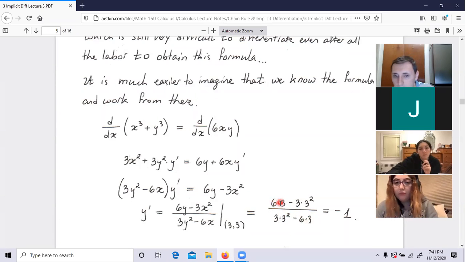Now look at it. 6 times 3, and here you see 6 times 3, diagonally. And 3 times 3 squared, 3 times 3 squared. So the numerator is minus the denominator. They are the same except they have different signs. So the ratio is -1. The slope over there is reduced to -1.